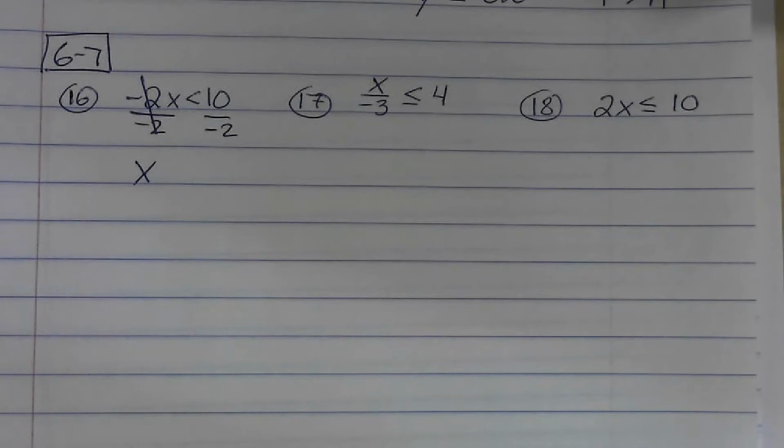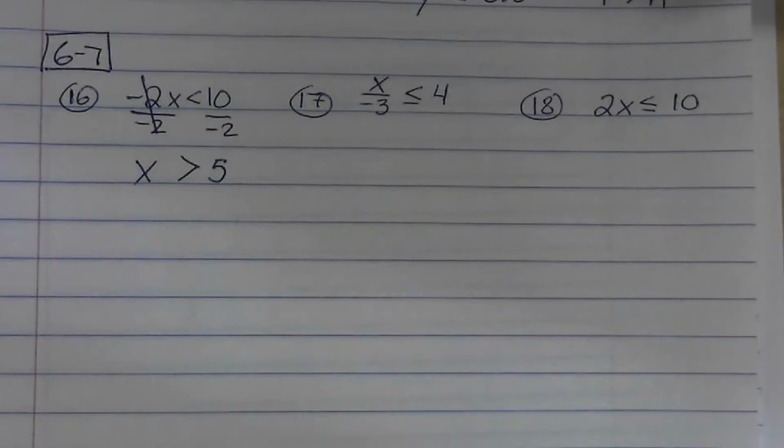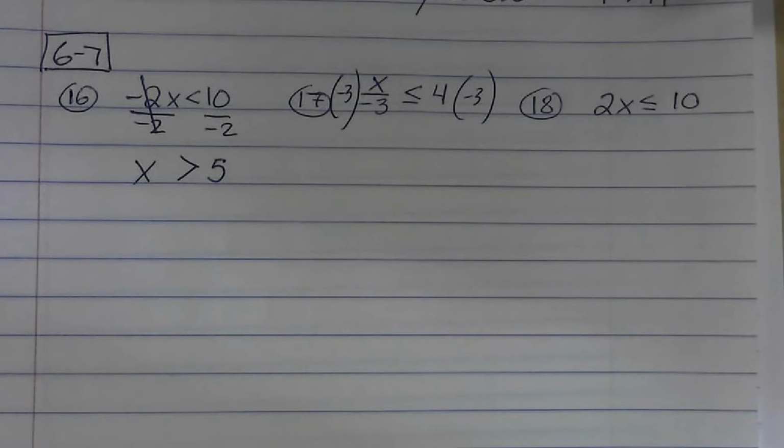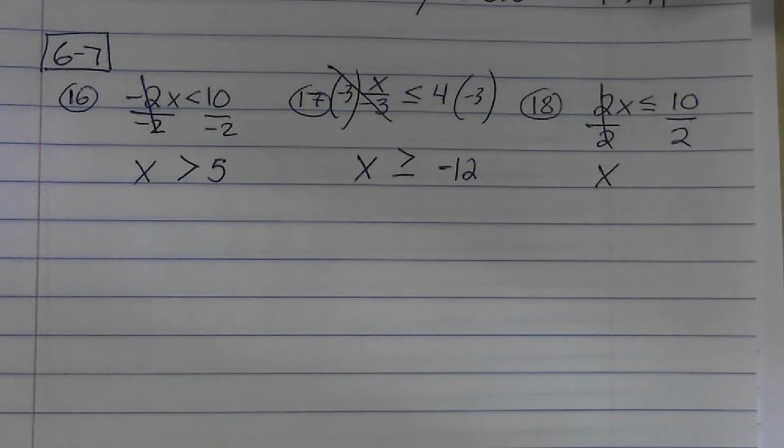First, I eliminate the negative 2 by dividing both sides by that. They cancel on the left, and on the right, 10 divided by negative 2 is 5. Because I divided by a negative number, I reverse the inequality symbol. Next, in 17, the opposite of dividing by negative 3 is multiplying by negative 3. They cancel on the left. 4 times negative 3 is negative 12. And because I multiply by a negative number, I reverse the inequality symbol.